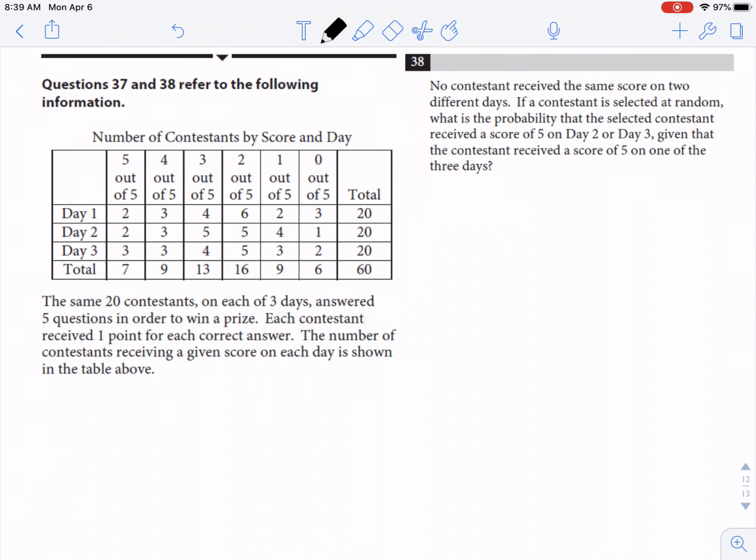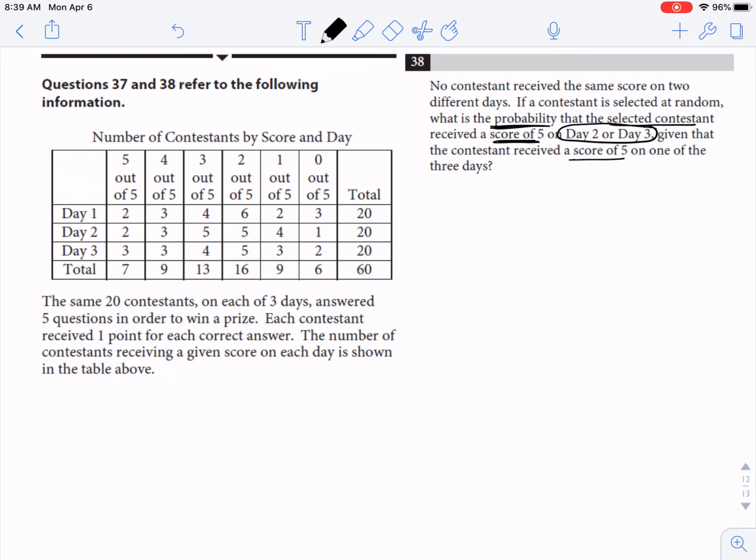Same group of contestants, but now we're only talking about receiving a score of 5. So no contestant received the same score on 2 different days. So if you scored a 5 on day 1, you didn't score a 5 on day 2. That's just what it means. Or on day 3. If a contestant is selected at random, what is the probability that the selected contestant received a score of 5 on day 2 or 3, given that they scored a 5, period?